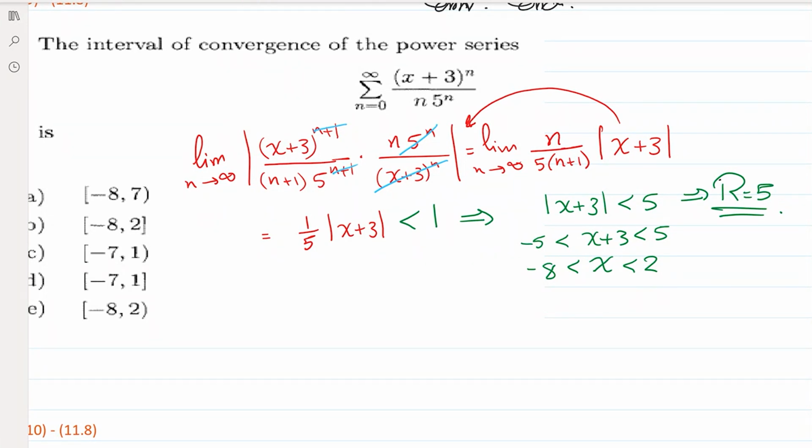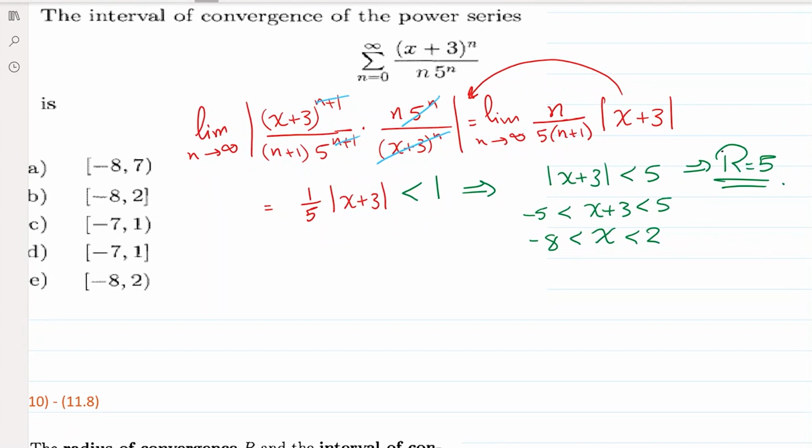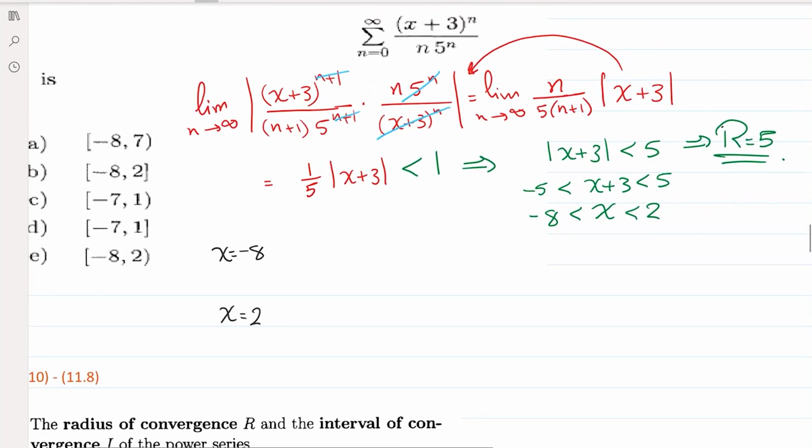Now I still have a problem. What's that problem, Saleh? I need something to double check. You need to check the end points. Now we have an issue with the end points. What happens if x equals -8? And what about the case when x equals 2? How do we double check these two cases? You substitute the end points in the original series.